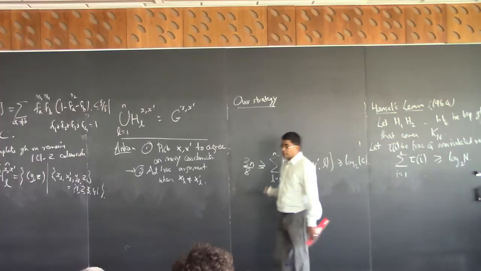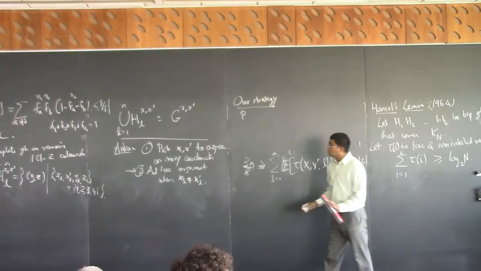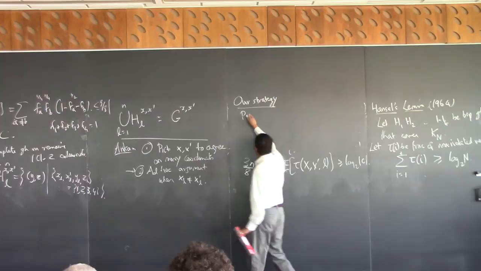So again, the key thing in any argument is how you pick x and x prime. Once you pick x and x prime, it's Hansel, and you have to do the analysis. The way we pick x and x prime is as follows. Pick x uniformly at random from C.